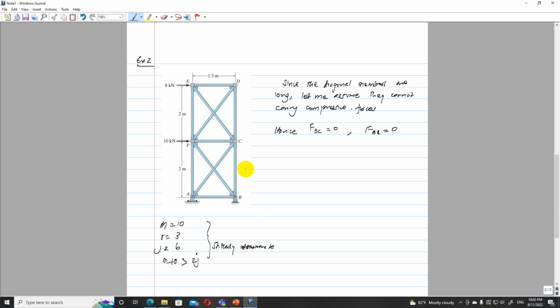Okay. So now, once we have established this, I can cut a section here. So if I cut a section like that, there's no member here. So FEC is a zero force member, and I have FEB there, and then I have the other members having forces.